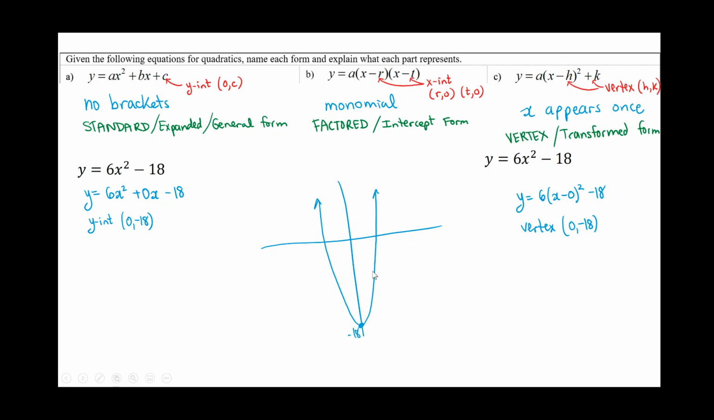So the parabola is going to turn at that vertex point, and it will open up because of the a value being 6. And so we don't really know these x-intercepts, but that's something we can discuss on the next slide.